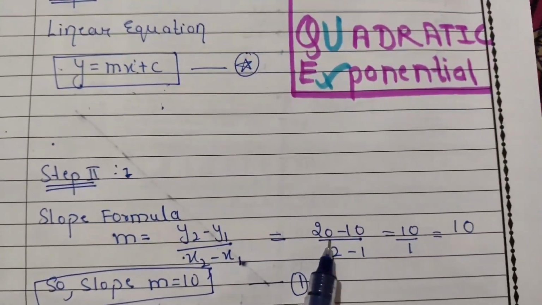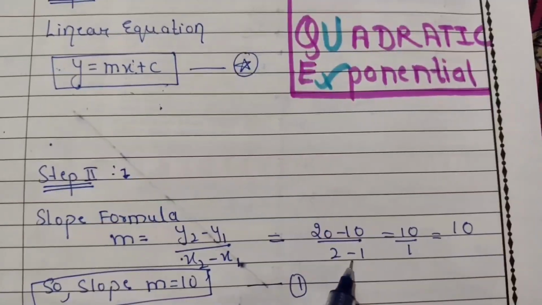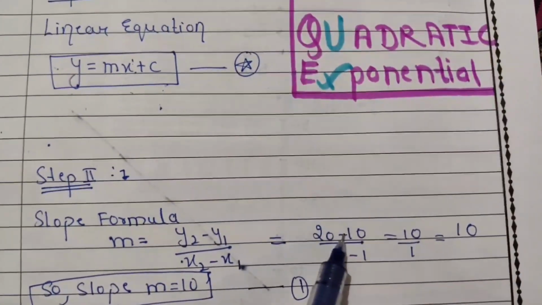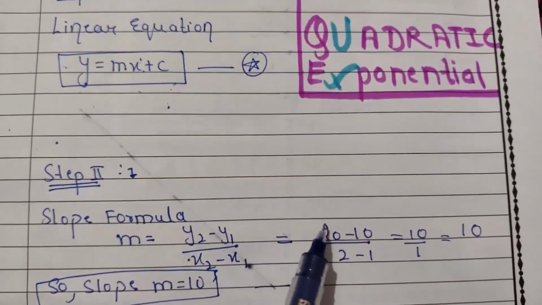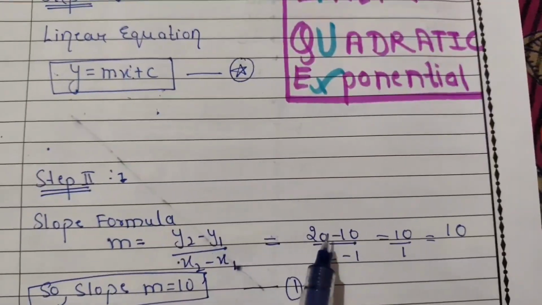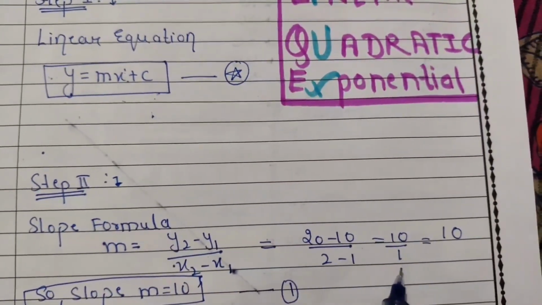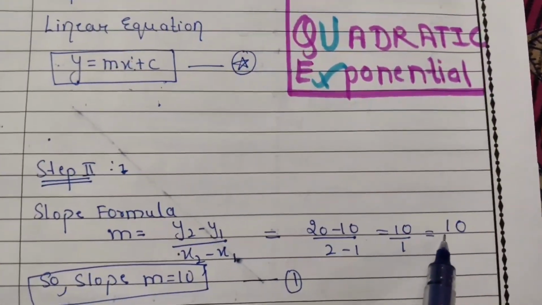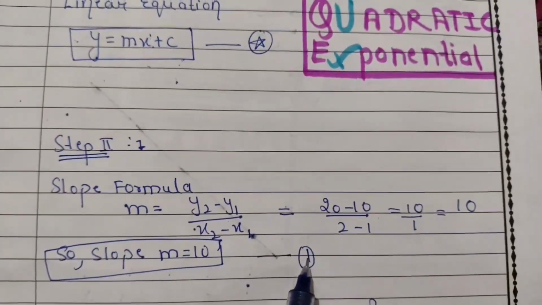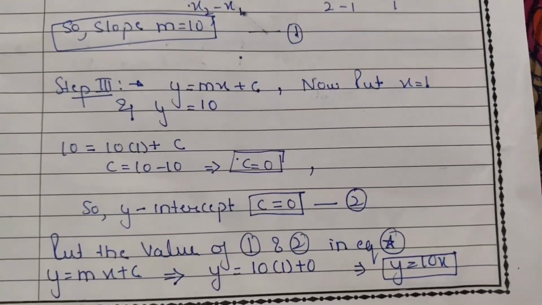in the practice test. Here study of 1 hour gives you the score of 10 and study of 2 hours gives you the score of 20. And by subtracting this we get 10 by 1, that is basically equal to 10. So the slope becomes 10. Moving towards step 3.